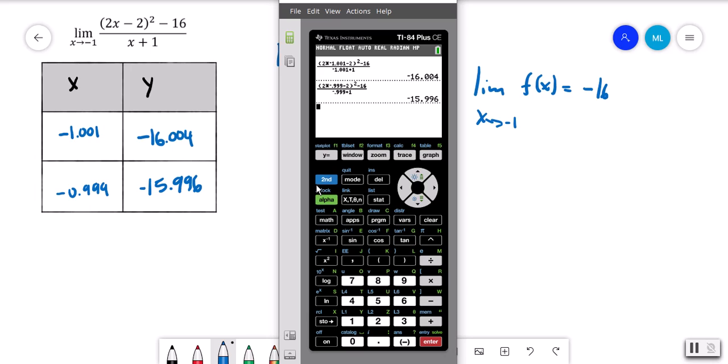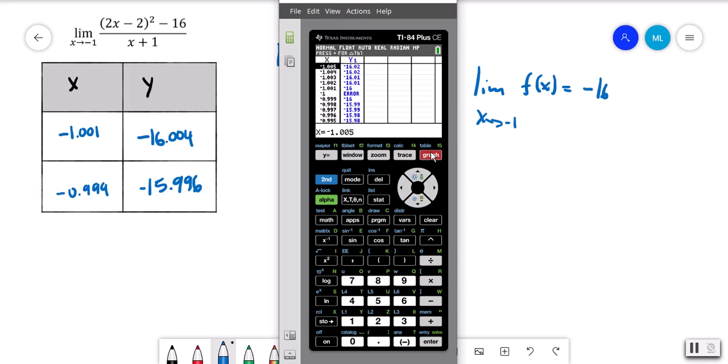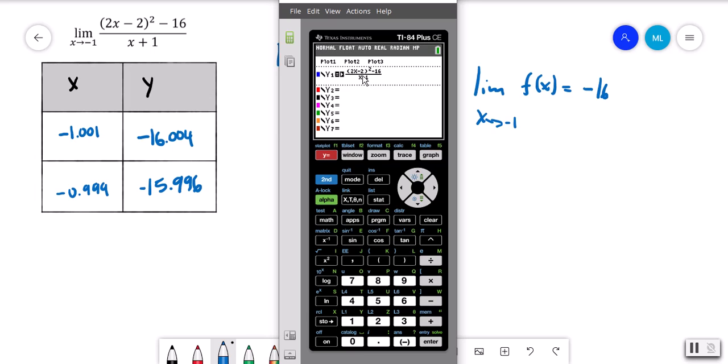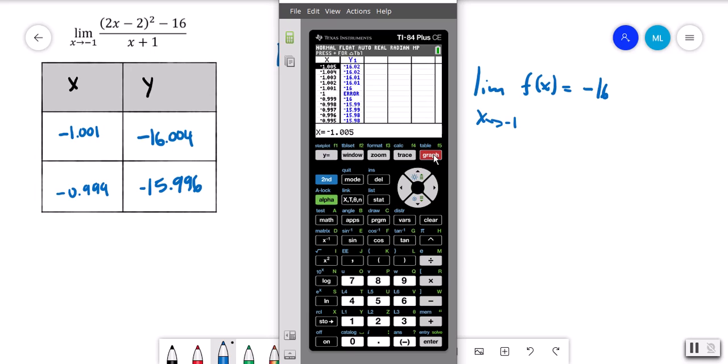the table. So if I go to the table, and I already entered it in as a function, I see that the function value is undefined at negative 1. Okay, but that's no surprise. Now, the calculator is telling me that it's negative 16 from the left, and it's telling me that it's negative 16 from the right. So therefore, the limit is negative 16.